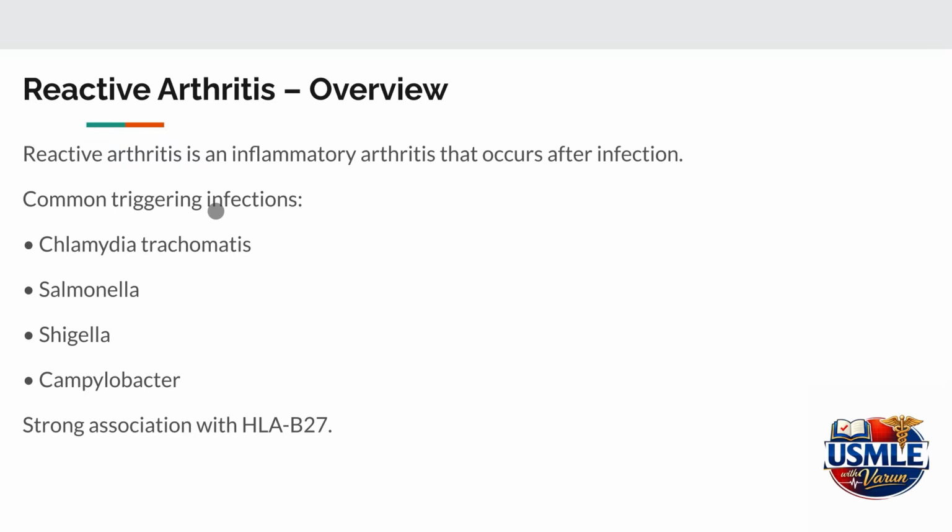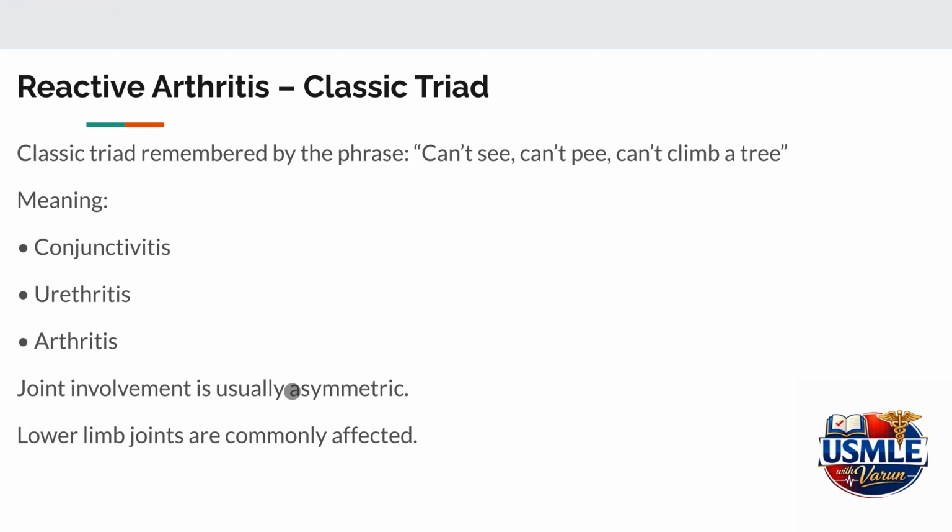Reactive arthritis is an inflammatory arthritis that develops after certain infections. It's most commonly triggered by infections caused by Chlamydia trachomatis, Salmonella, Shigella, and Campylobacter. Like other conditions in this group, reactive arthritis is associated with HLA-B27. The arthritis occurs after the infection, even though the joint itself is not directly infected.